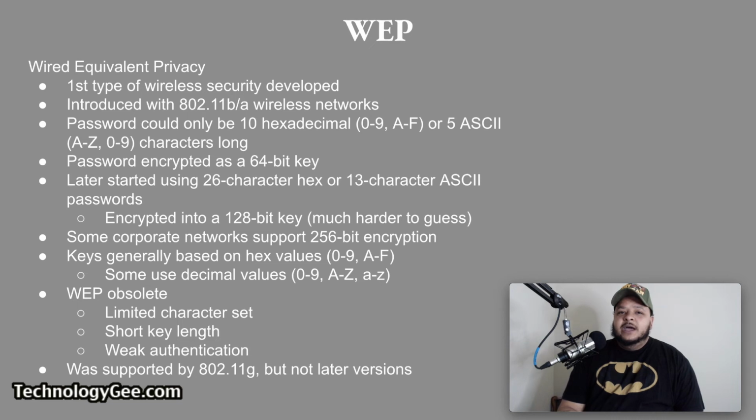Some types of corporate network hardware support 256-bit encryption. This can only be used if all other devices on the network also support 256-bit encryption. WEP keys generally are based on hexadecimal values, characters 0 through 9 and letters A through F, although some devices can use decimal values. The limited character set, short key length, and weakness in how WEP authentication takes place have made WEP obsolete. It was supported by 802.11g, but not by later versions.